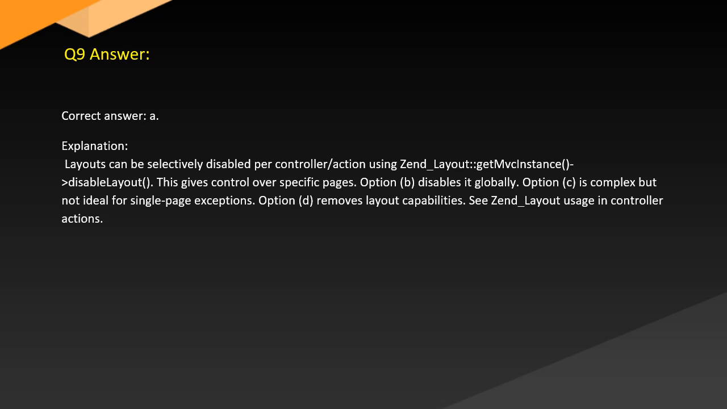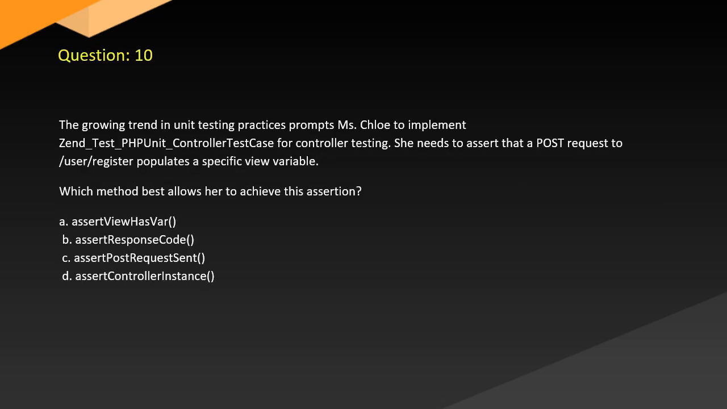Answer. Correct answer: A. Explanation. Layouts can be selectively disabled per controller action using Zend Layout getInstance disableLayout. This gives control over specific pages. Option B disables it globally. Option C is complex but not ideal for single page exceptions. Option D removes layout capabilities. See Zend Layout usage in controller actions.